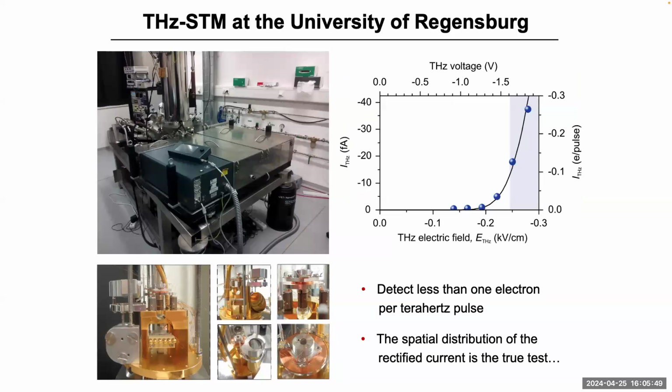And so what we did was we prepared this molecule on a salt layer on gold, and we moved our tip over top, and we turned up the terahertz field, and we were happy to see a current turn on. But we weren't quite there yet. Right? What we need to do is show that the spatial distribution of this current actually corresponds to electron density, and then we know that we're really taking electrons out of these orbitals one at a time.